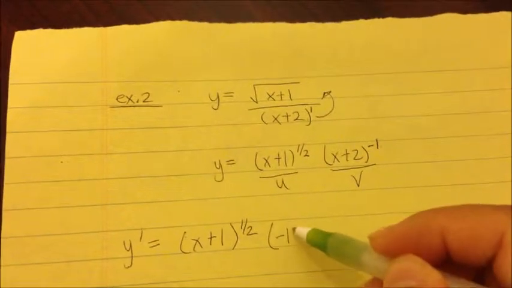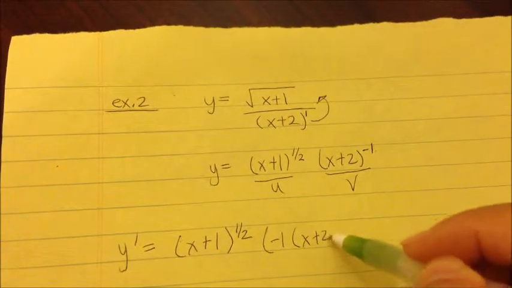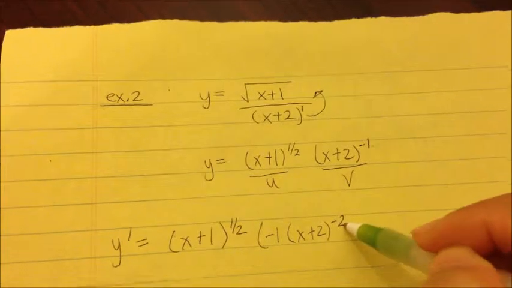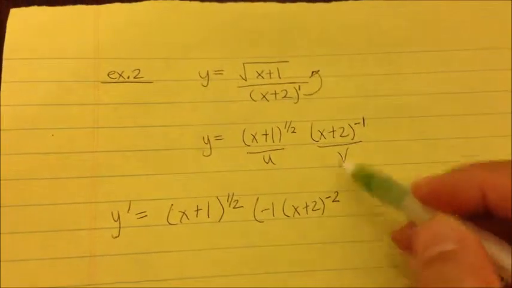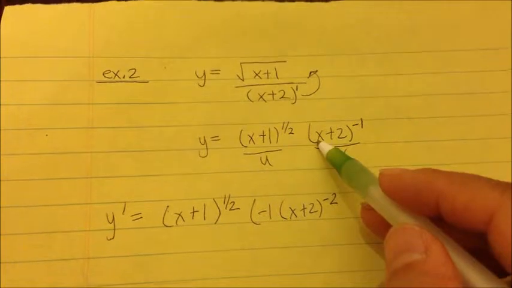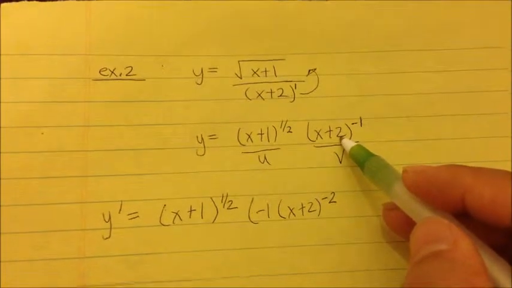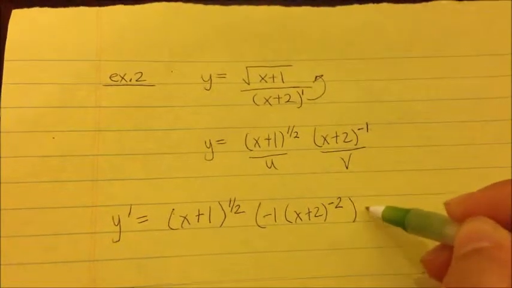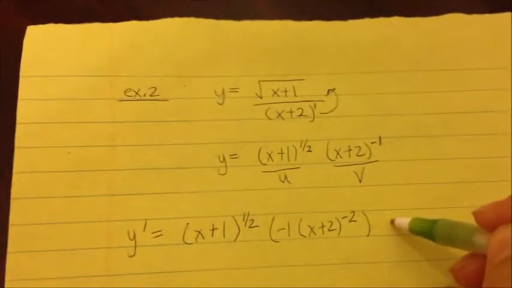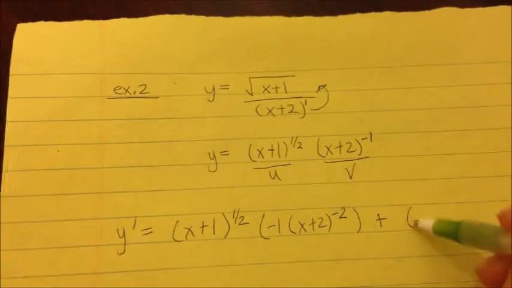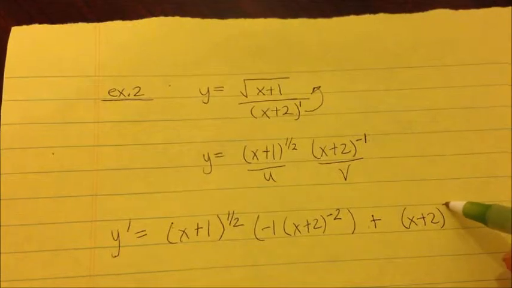So I have the negative 1, x plus 2 to the negative 2 now, right? Because I'm subtracting 1. And then the derivative of the inside, the x is 1, derivative of 2 is 0. So I probably won't even need to bother to put that 1 right there. All right, and then plus, go the opposite direction. So now we have x plus 2 to the negative 1.